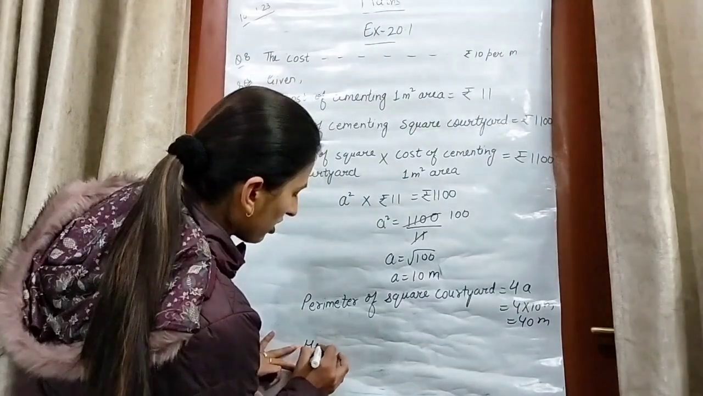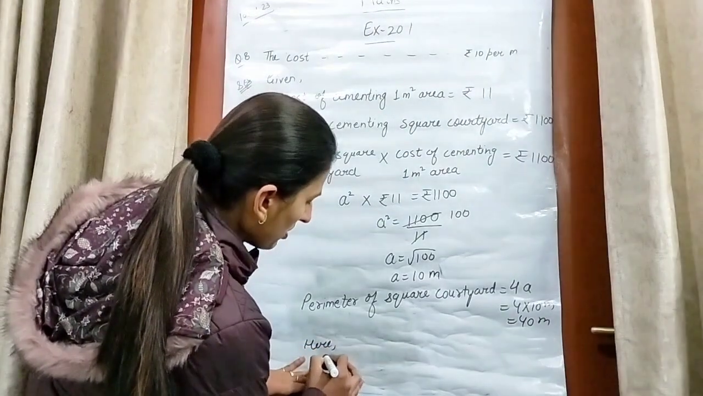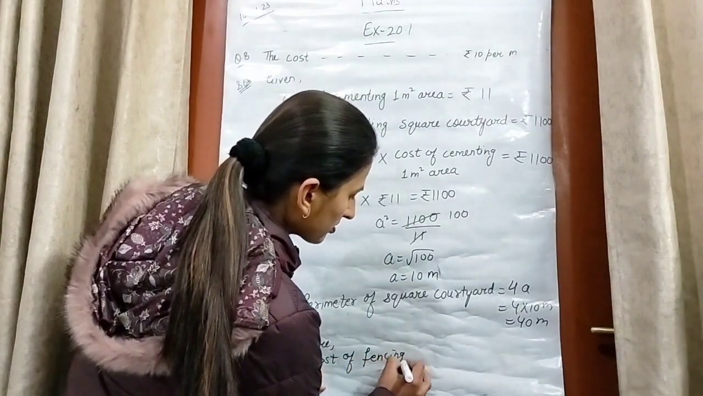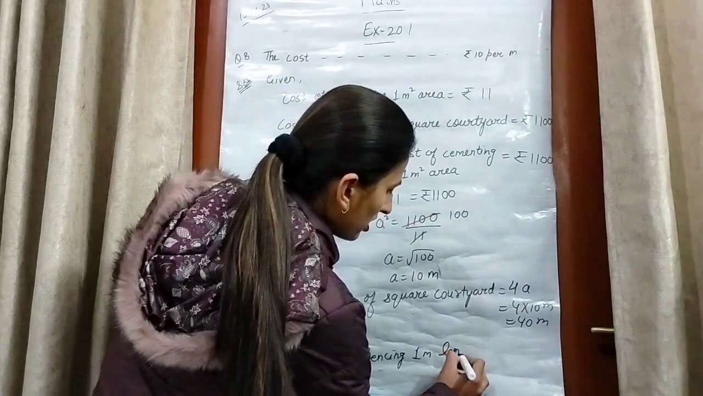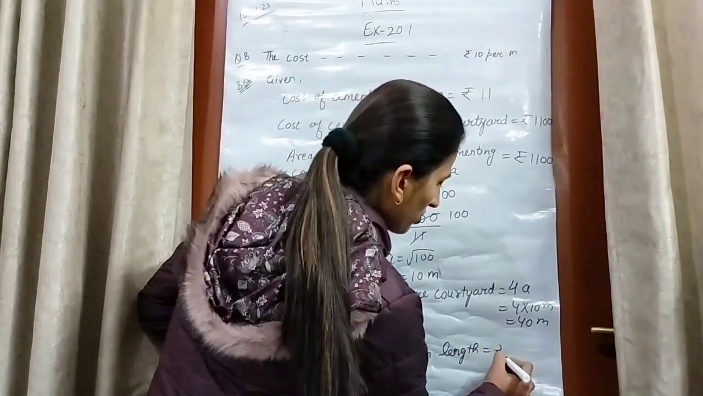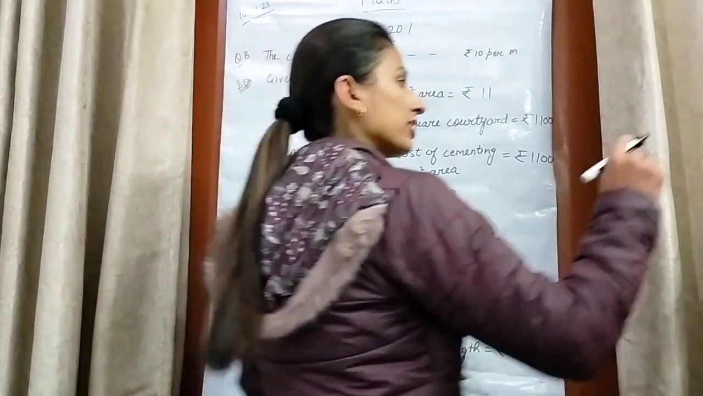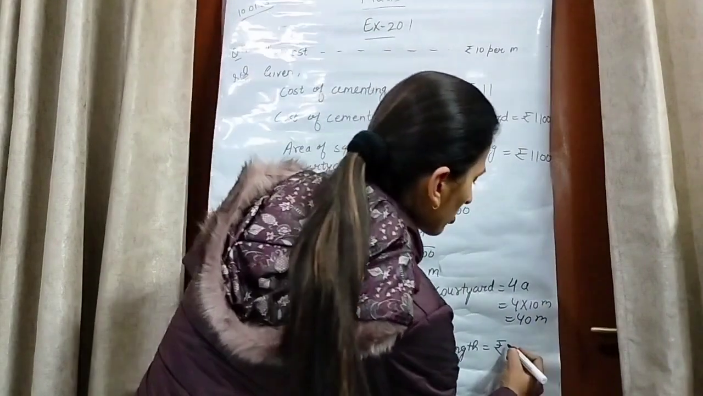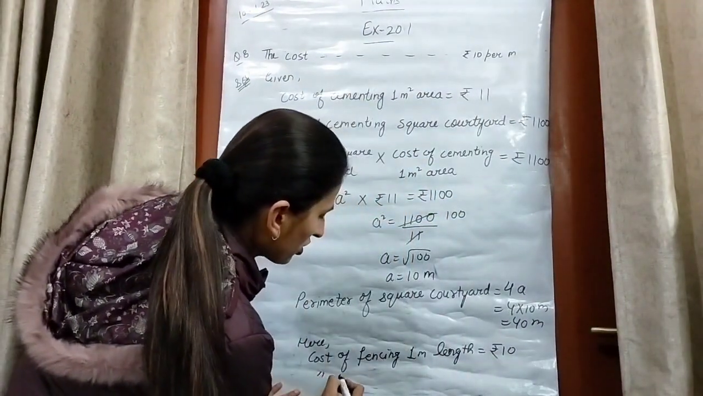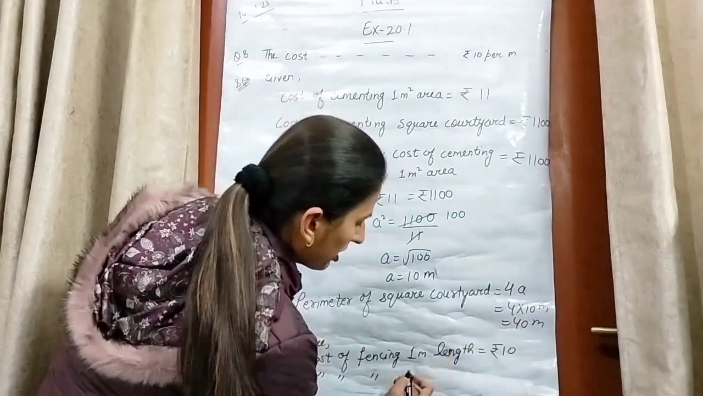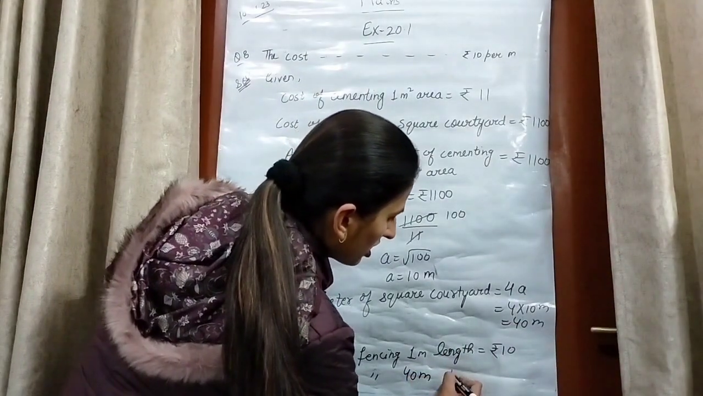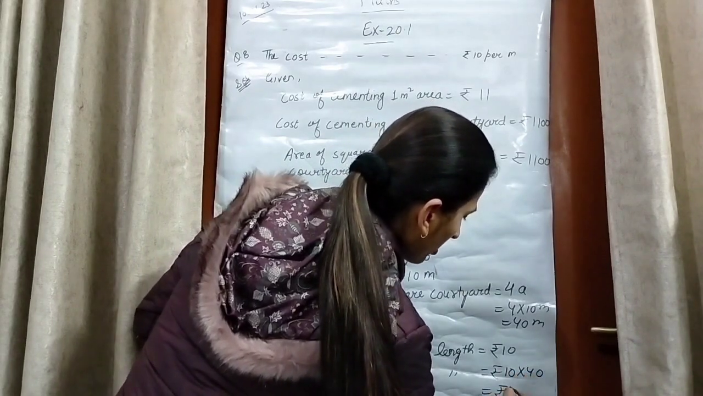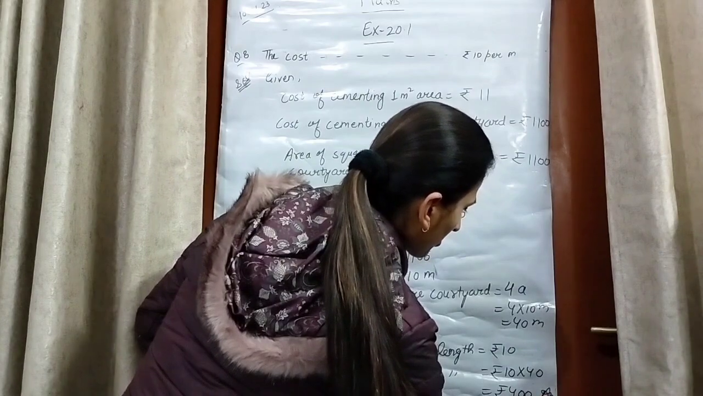And here the rate is given, meaning the cost of fencing 1 meter length is given. 1 meter length equals rupees, I think it is given rupees 10. So the cost of fencing 40 meter, meaning the perimeter, 40 meter length will be rupees 10 into 40, means rupees 400, and this is the answer.